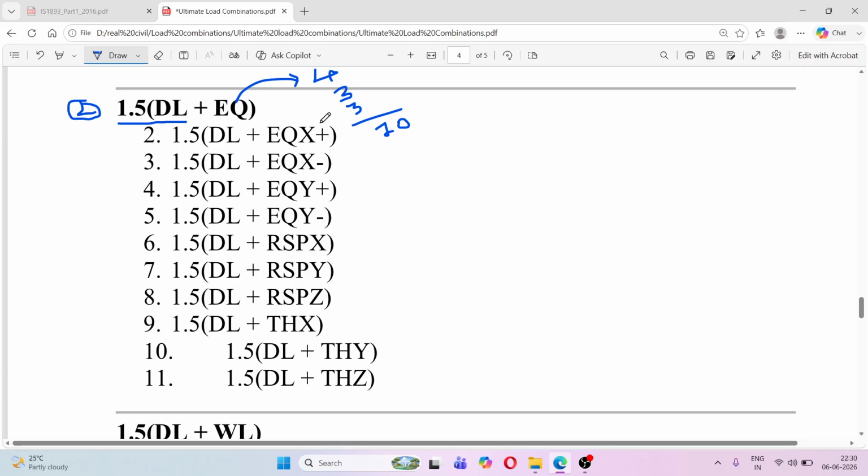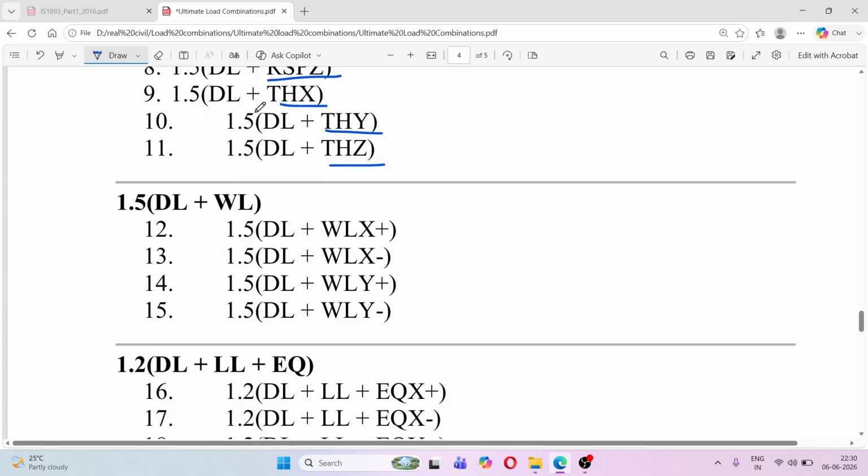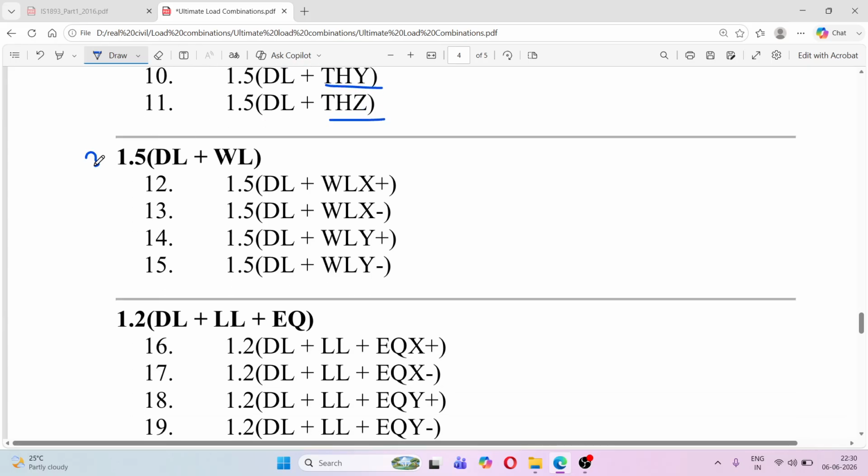And we have to first put earthquake X positive, then earthquake X negative, earthquake Y positive, earthquake Y negative, response spectrum X, response spectrum Y, response spectrum Z, time history X, time history Y, and time history Z. 1.5 and dead load will remain constant. We have to consider the sub cases under earthquake.